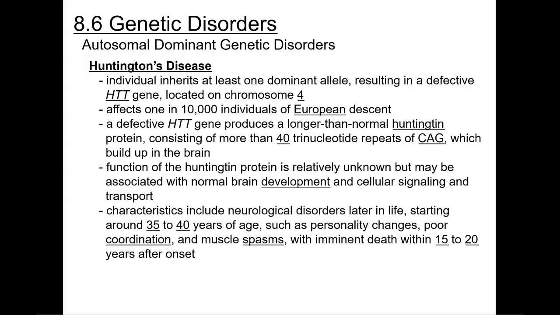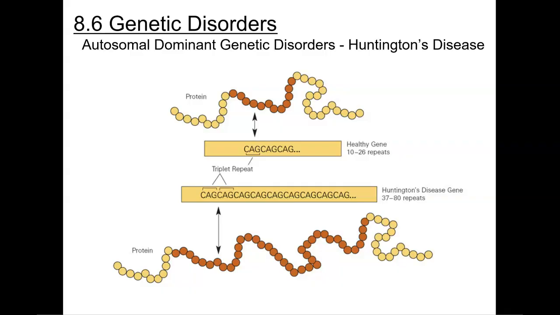Characteristics include neurological disorders that form later in life. They're going to start around the age of 35 to 40 years of age, and personality is going to change. They're going to start having poor coordination, muscle spasms, and imminent death within 15 to 20 years after the onset. So looking here, you can see that CAG in that section that's normally going to be there in the healthy gene. But if somebody has Huntington's disease, you see how you have 37 to 80 repeats of the CAG. And remember, you change the protein, you change the function. And so that's what's happening.